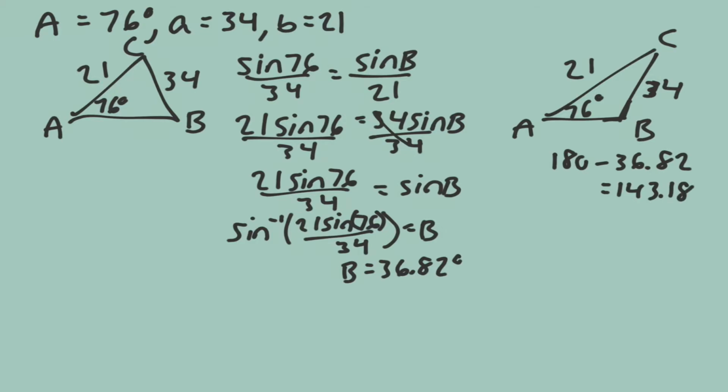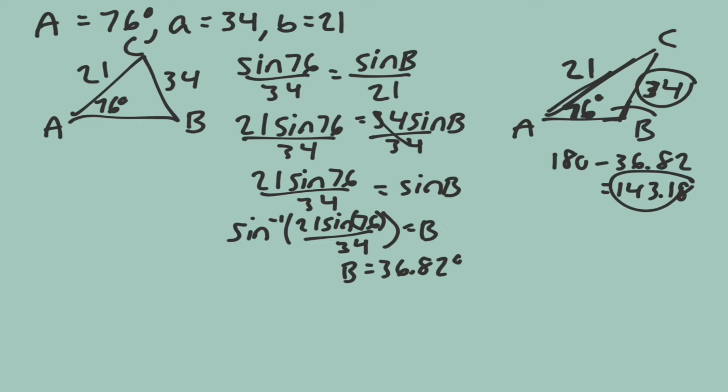But this triangle doesn't make sense because this bigger angle would be here. That is across from the smaller side, that's 21. And the smaller angle is across from the bigger side. So that triangle wouldn't exist.